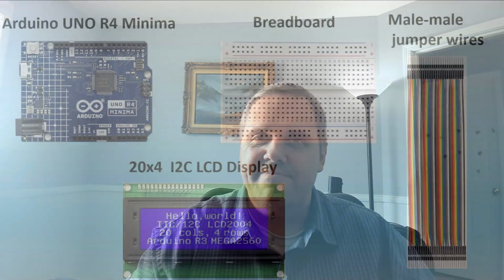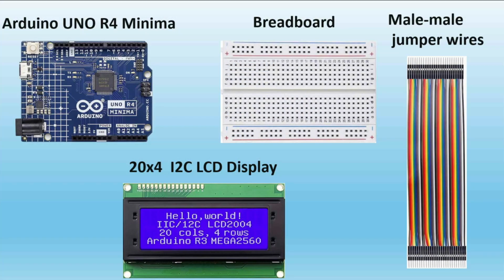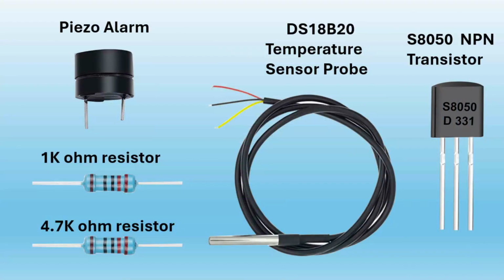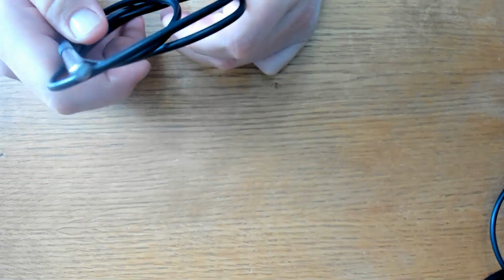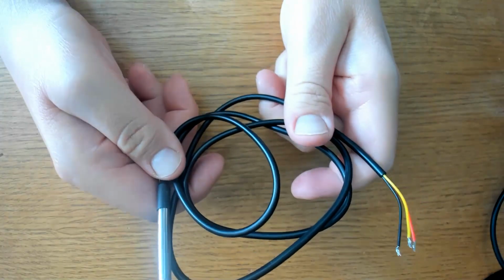it to Arduino. In this video, I'll be using the Arduino Minima, a breadboard, some mill-to-mill jumper wires, a 20x4 I2C LCD display, a piezo alarm, a 1K and 4.7K ohm resistor, a DS18B20 temperature sensor probe, and the S8050 NPN transistor. This is the DS18B20 temperature sensor.